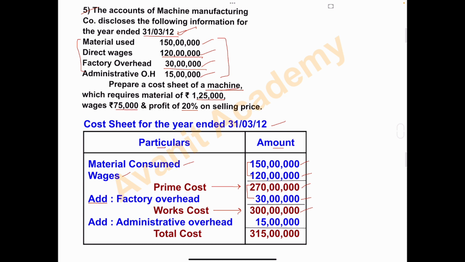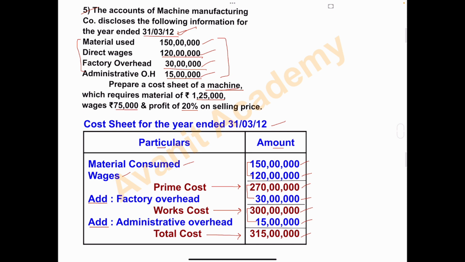Next we have to add administrative overhead. Administrative overhead amount is 15 lakhs. So write here 15 lakhs. Add these two amounts, works cost plus administrative overhead, and the total will be 315 lakhs. This is called total cost. Here they have not given information on the expenses related to selling and distribution overhead. So directly we'll write here total cost, that is 315 lakhs.